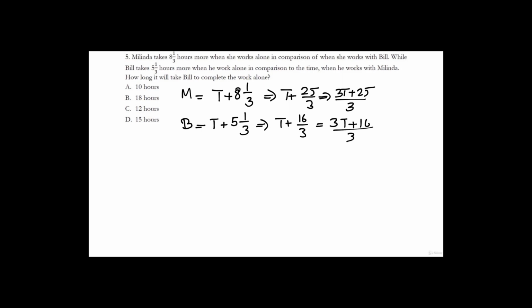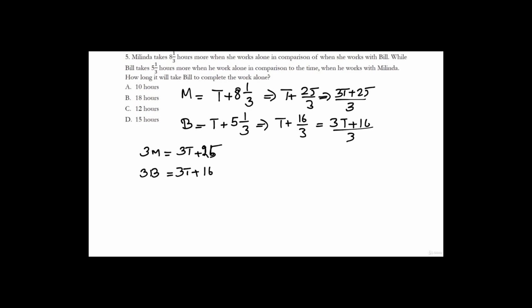So let us combine. To remove this denominator 3, let us say they are working on thrice the quantity of work. So the time taken will be thrice: thrice of time taken by Bill will be 3T plus 16, and for Melinda it is 3T plus 25. Okay.